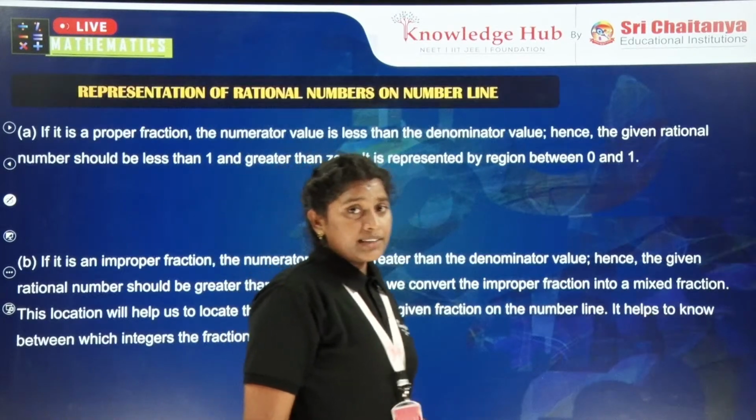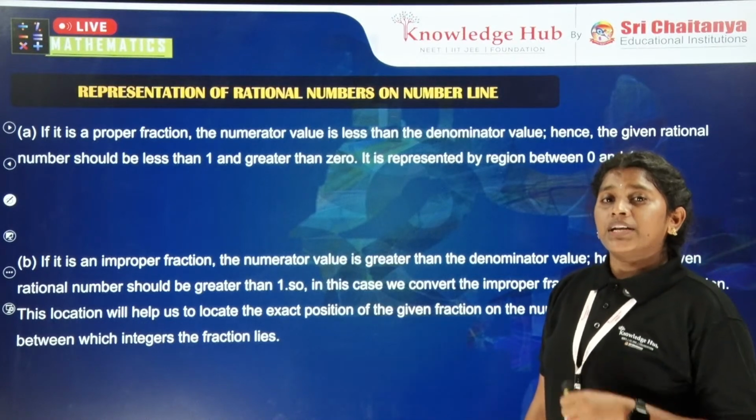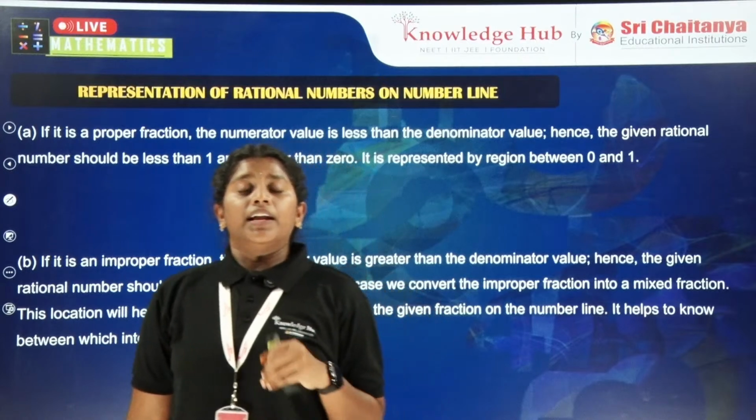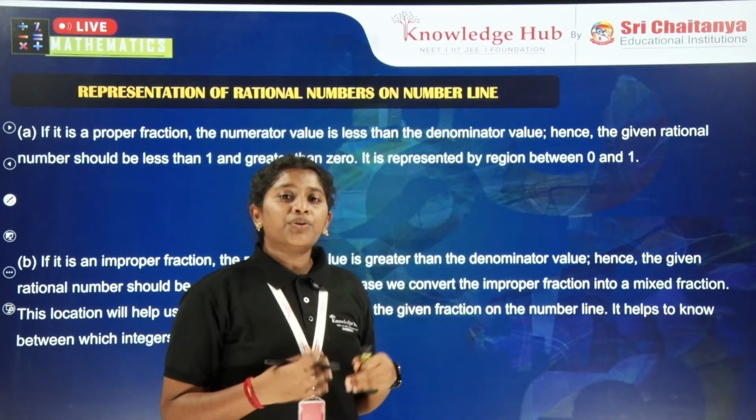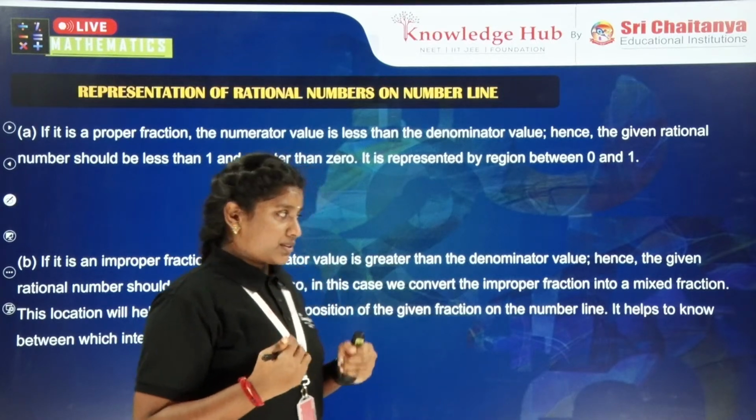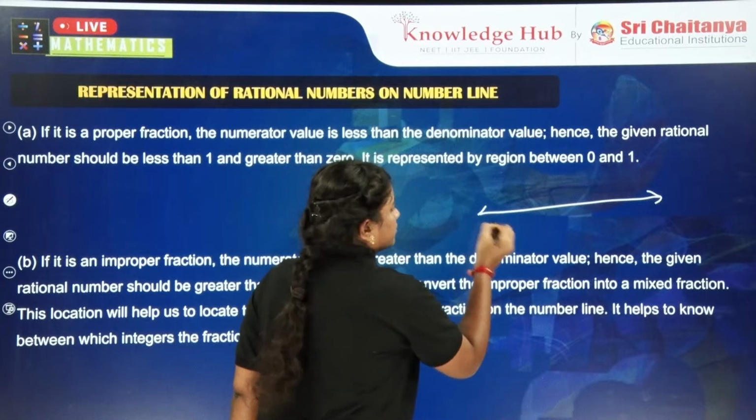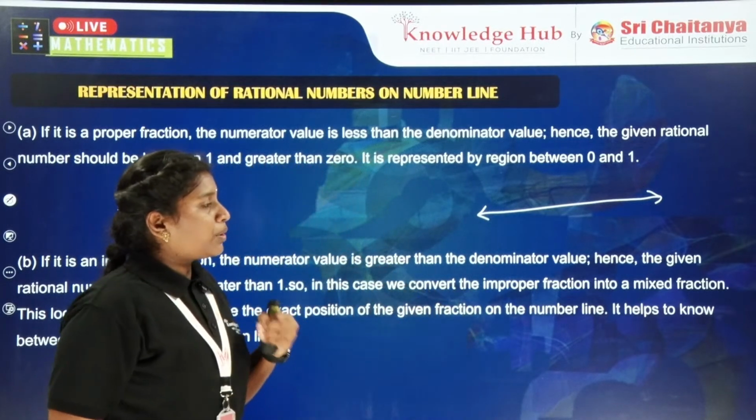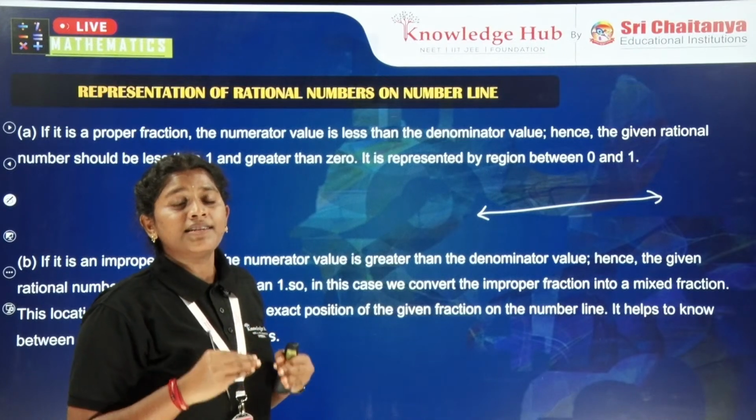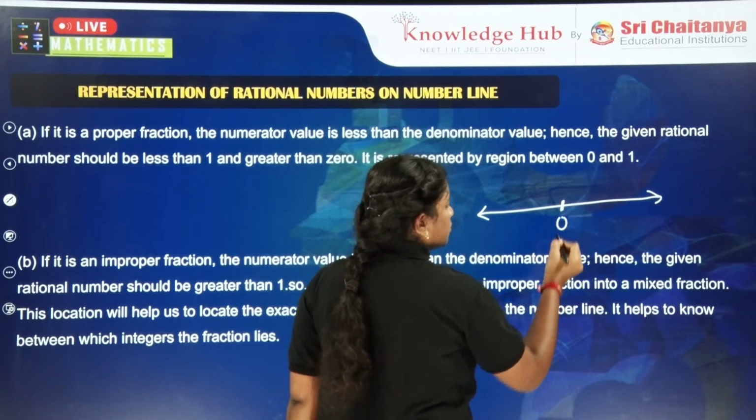So now moving to the next, we will discuss the representation of rational numbers on a number line. So we do know that a number line is the line that we use in order to represent numbers. So we are going to take a line, right? We know how to represent integers and natural numbers by taking our reference point as 0. So here I am going to take my reference point as 0.